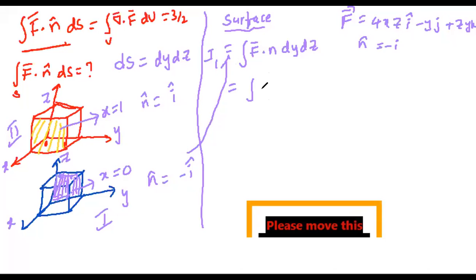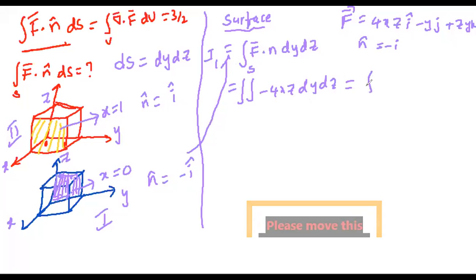Minus 4xz dy dz, right? Yes sir. So then I have two integrals I have to apply. Surface means, so first one I'll do I1. With respect to z, I'll complete it.